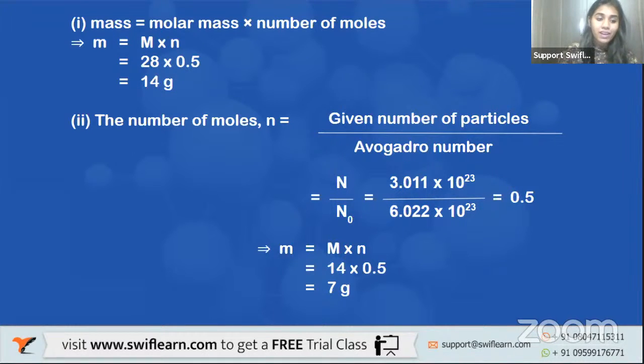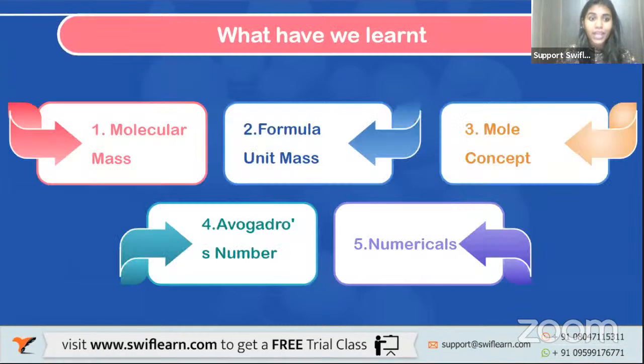A quick revision of what we learned today. We learned what is a molecular mass, right? It is the sum of all the atomic masses of all the atoms present inside a molecule. Then we learned the formula unit mass. We learned the mole concept. We learned about Avogadro's number, and also we tried solving some numericals. Yes or no? Is there any doubt? Please do ask me any doubt in the comment section.